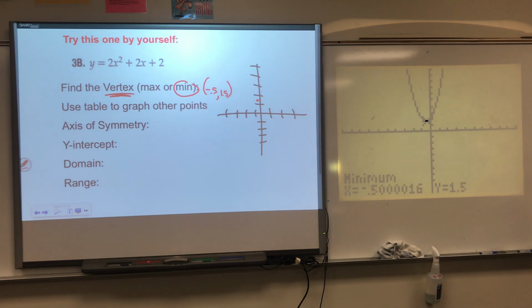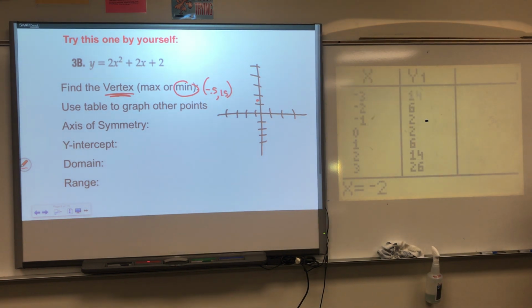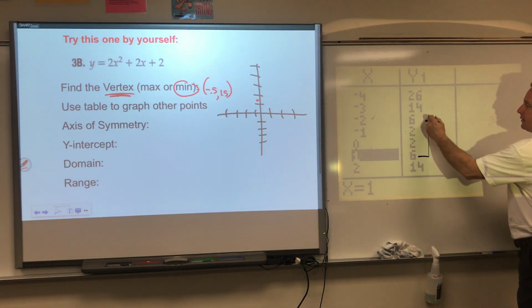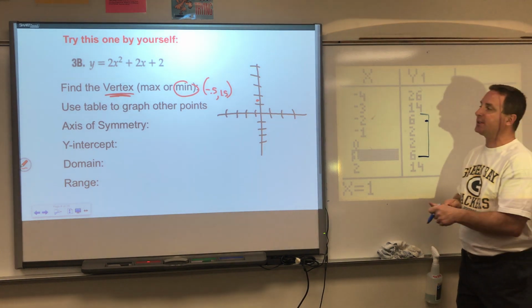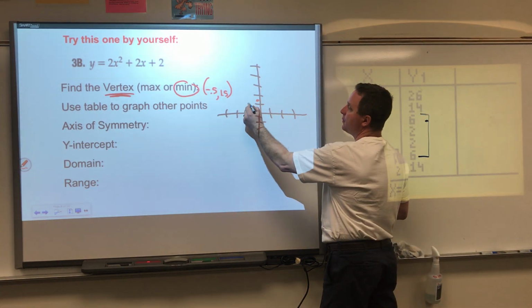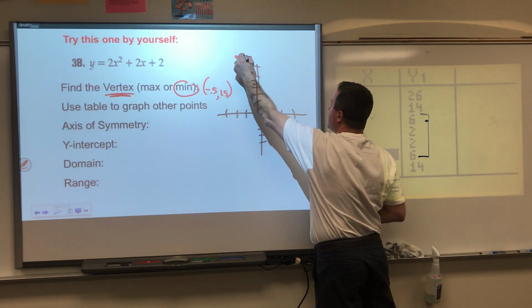We need some other points. Even though the vertex is a decimal, if I go to my table, the way my calculator is set up, it's only going to give us nice points. And it looks like I have a bunch of them from -6 to 6 here before the numbers get to be pretty big. So I could do -2, 6, -1, 2.